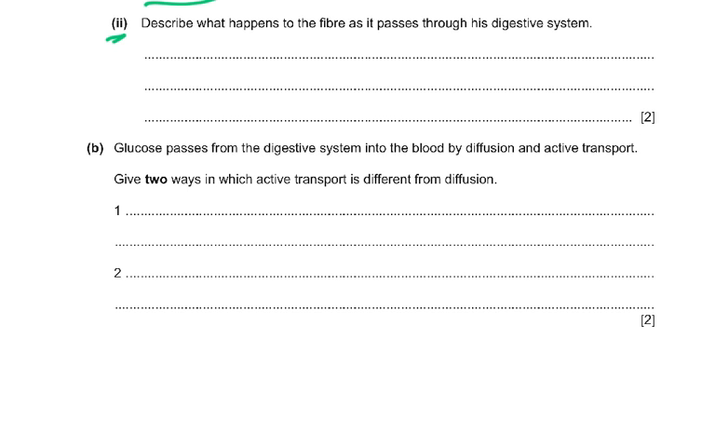So basically, fiber, why can it not be digested? Because we don't have the enzyme cellulase. We do not produce the enzyme cellulase. So we cannot digest the fiber. So fiber is going to pass out undigested.